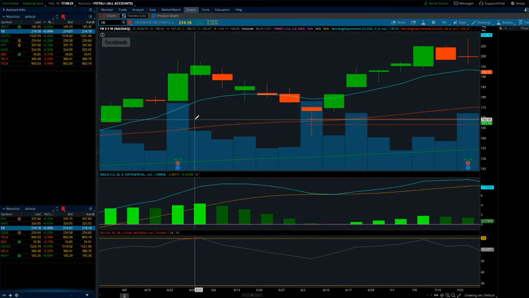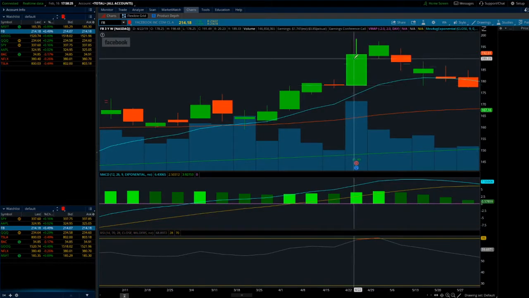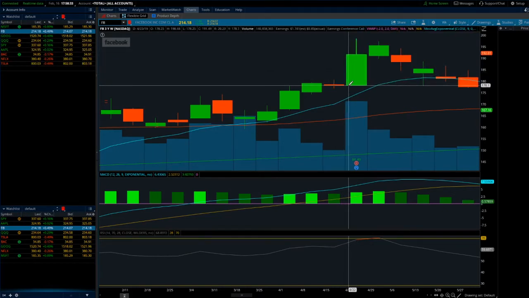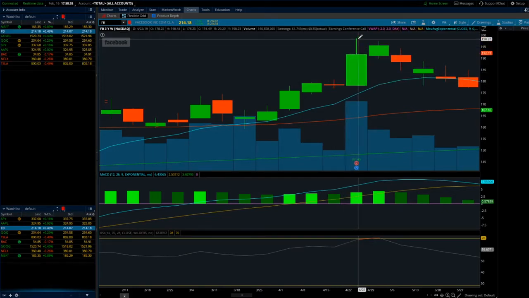So in the case of this chart right here, if we look right here, we're going to see that this is a green candlestick. And what this essentially means is that it opened right here. It went all the way up to here within the day, and this is where it closed.